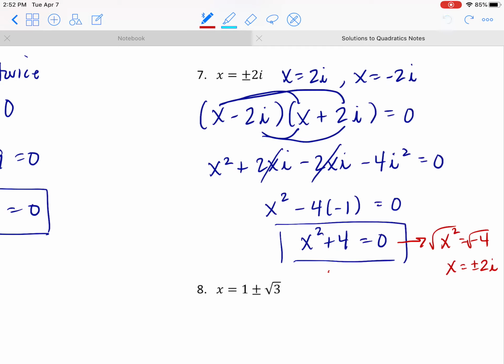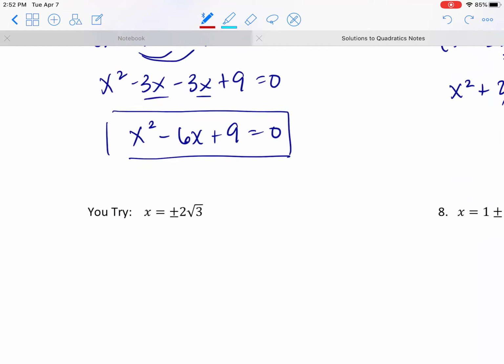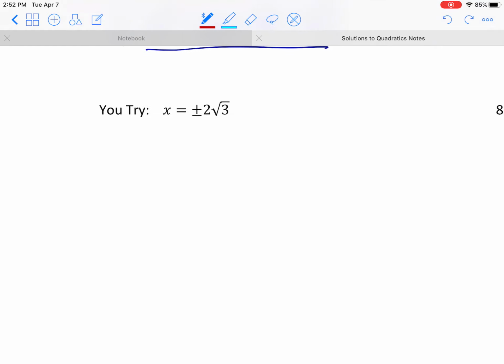And we'd get x plus or minus 2i, which is exactly the solutions that we came up with before. Now, if you can see that that's the equation that's going to produce those two solutions and skip all that work, you absolutely can. I just wanted to make sure that that work made sense.